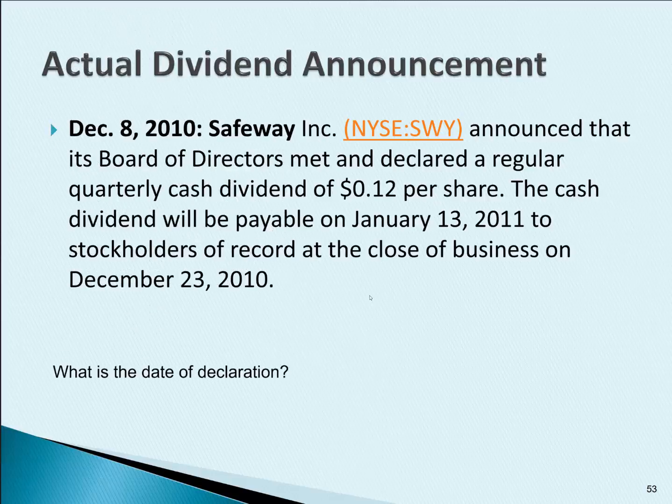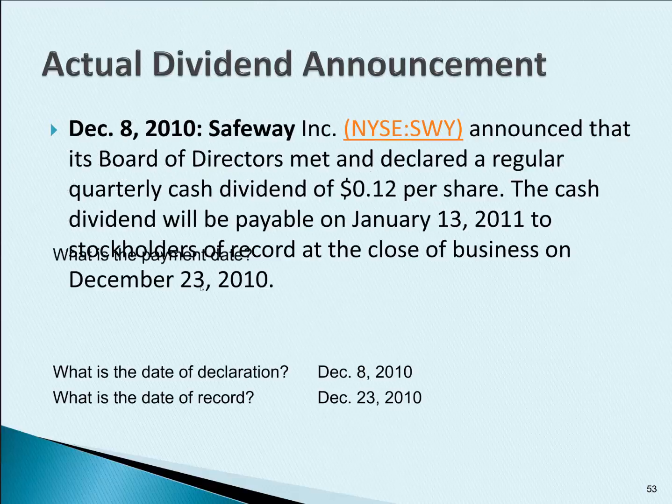So pause the video for a second and answer this question. What's the date of declaration? It's the date they announced this dividend, so it's December 8th. What's the date of record? Now remember, the date of record is just simply the date that someone has to own the stock for them to eventually receive the dividend. So according to this paragraph up here, you have to own the stock on December 23rd. So that's the date of record. And then lastly, what's the payment date? Well, obviously that's January 13th.